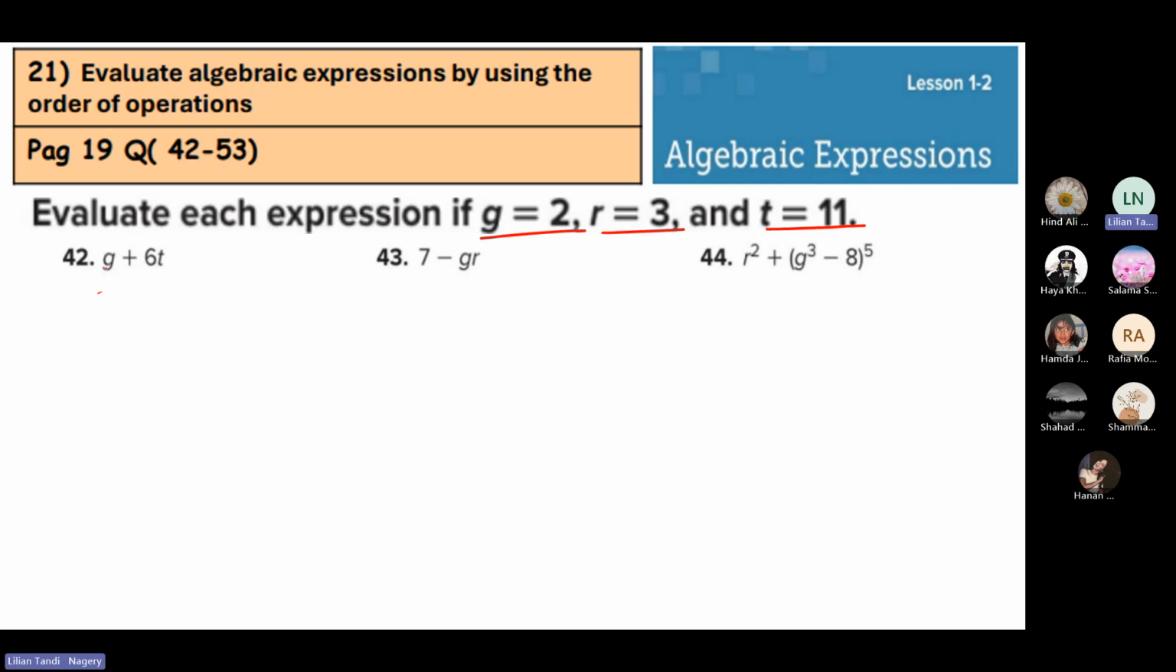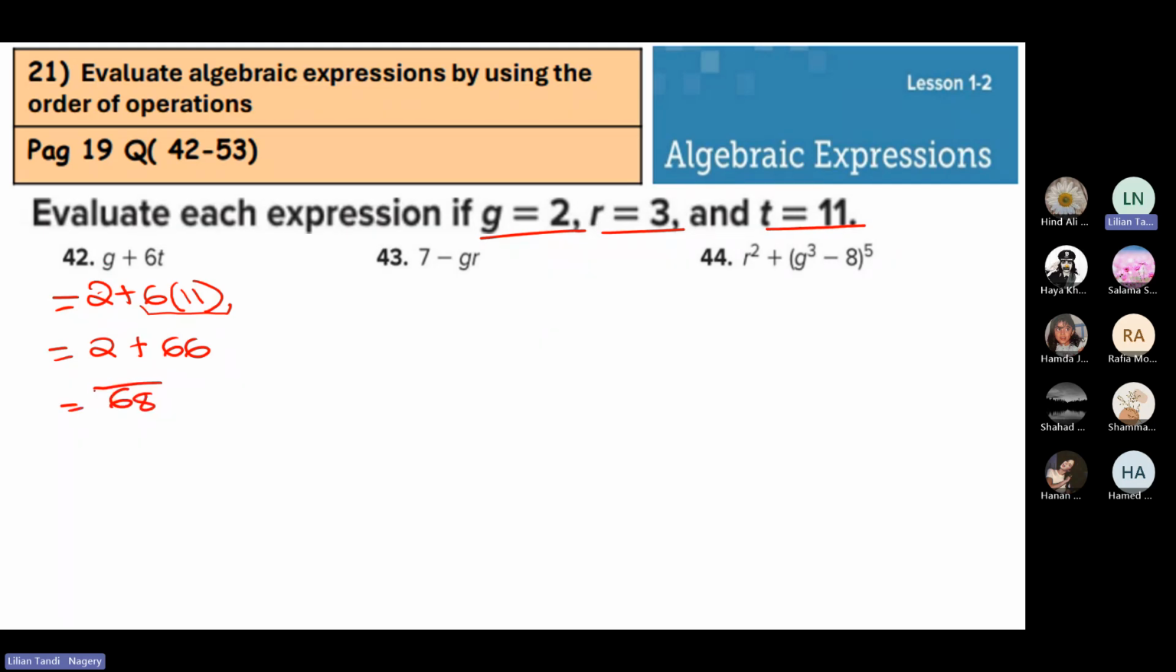So you replace the letter with the number. G is 2, so you will put here 2 plus 6. Because I am multiplying, I'm going to use parentheses. This will be 11. Now, this will be 2 plus 66, because 6 multiplied by 11 is 66. I will do this part first. Then this becomes 68, and I box my answer.